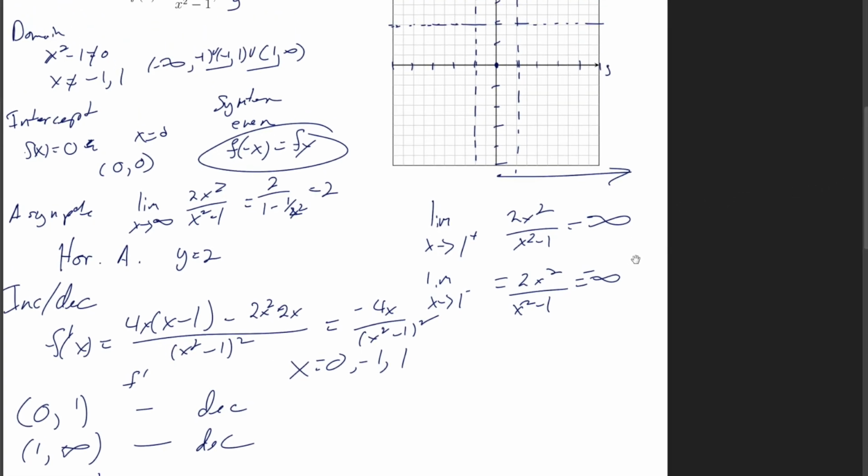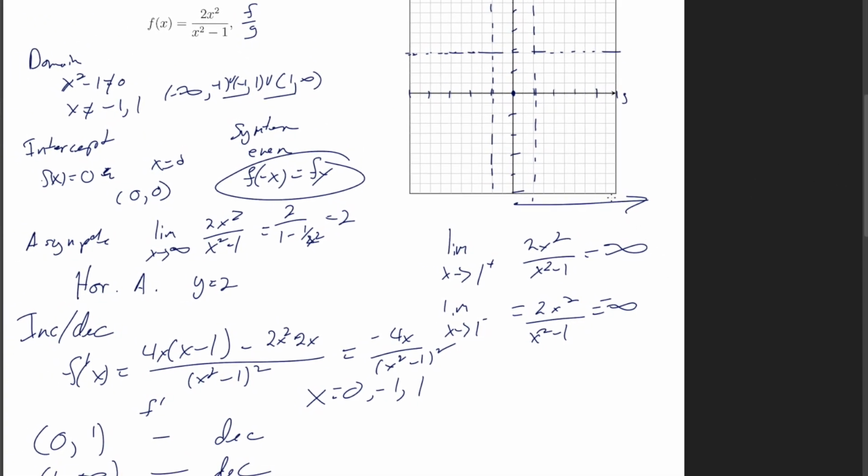And so we have everything we need. So let's do this. We're going to start here at our point, and we know that it's concave down, and it's going to negative infinity. So it looks like this. And once I've drawn this part, since it's even, I just mirror that over here.